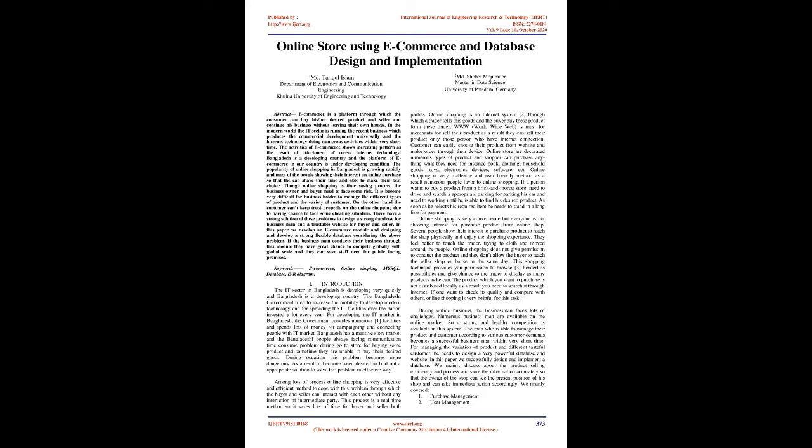It has become very difficult for business holders to manage the different types of product and the variety of customers. On the other hand, the customer can't keep trust properly on online shopping due to the chance of facing some cheating situations. There is a strong solution to these problems: to design a strong database for the businessman and a trustable website for buyer and seller.